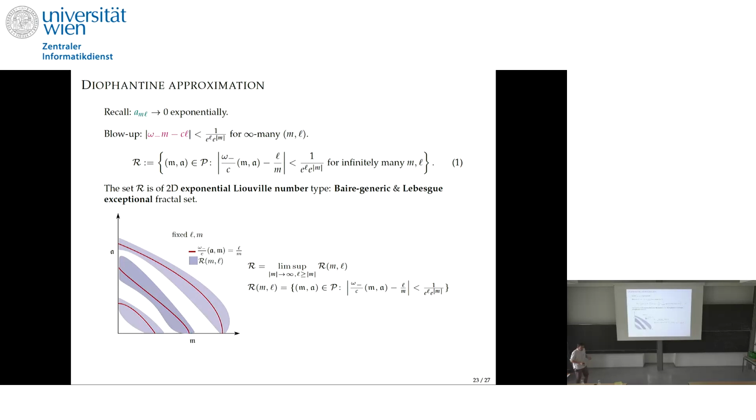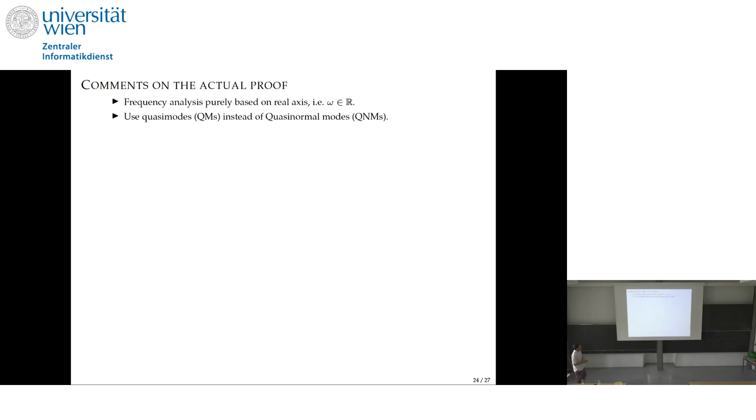Unfortunately, the heuristics is not exactly what we do in the paper, but rather I want to now comment on the actual proof. In the actual proof, the frequency analysis is purely based on the real axis for several reasons. And we use quasi modes instead of quasi-normal modes. And we swap the roles, as I'll say in a second.